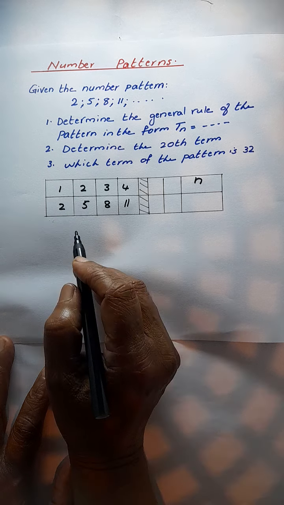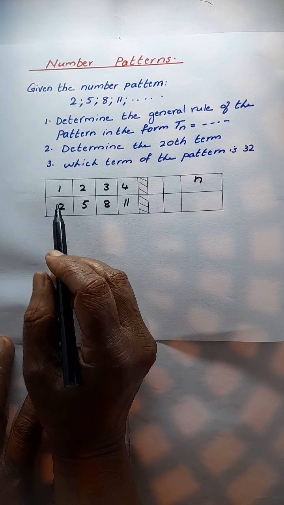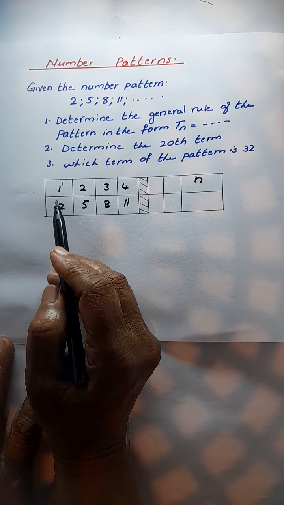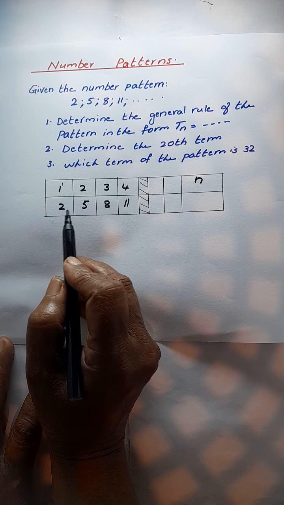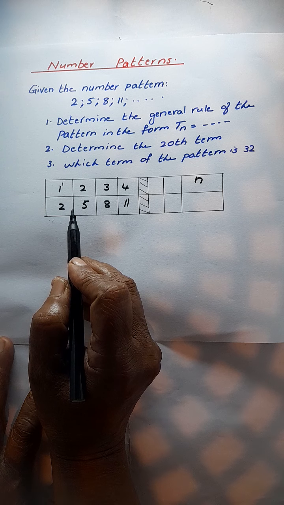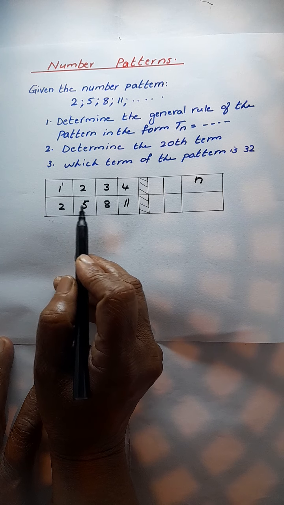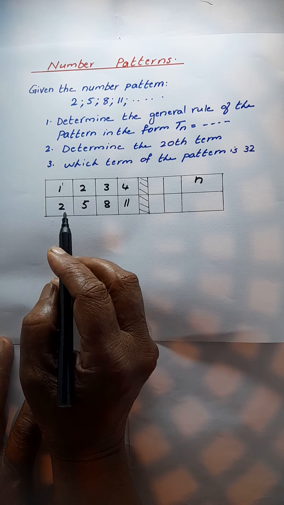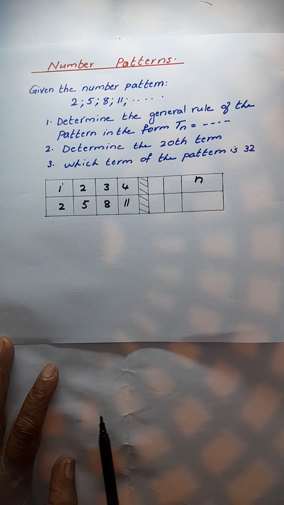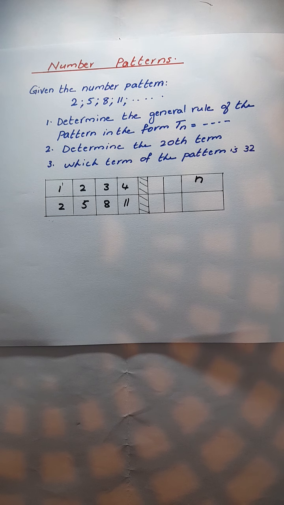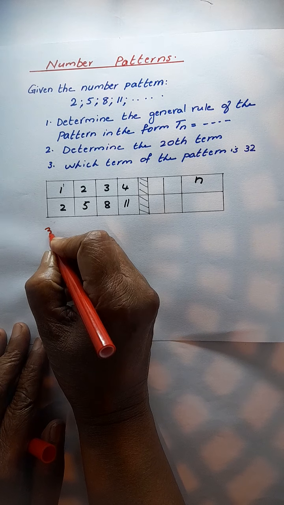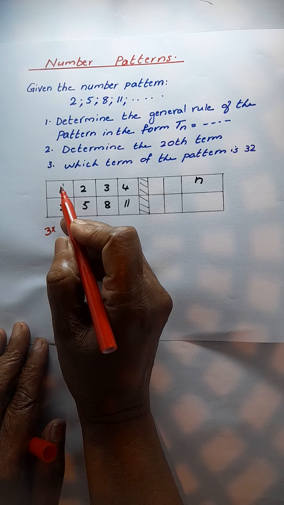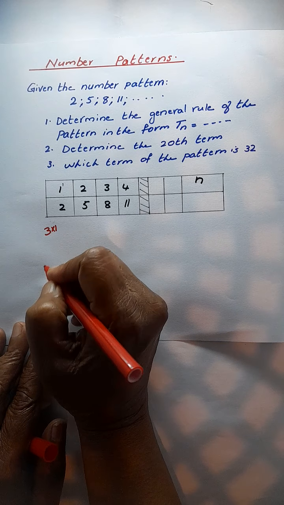So let's develop the rule here. What is the relationship between these two? What are we adding here? We will add 3 to each term to get the next term. So what we do here is use that 3 and times it by the position of the term.